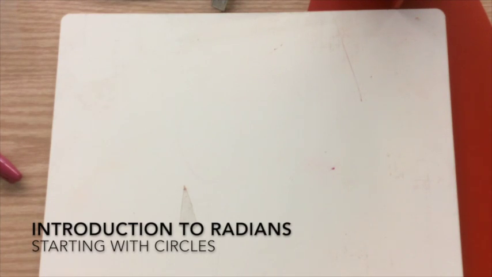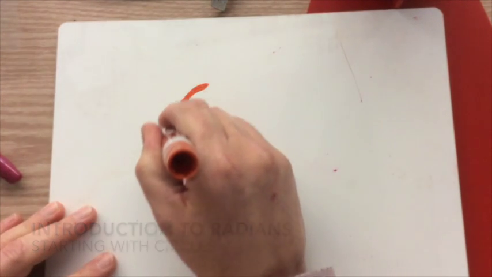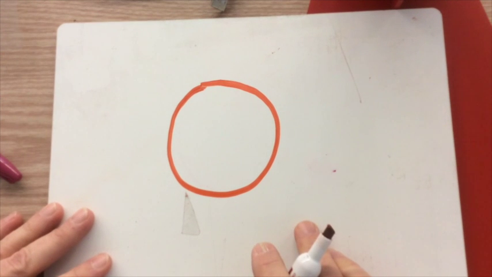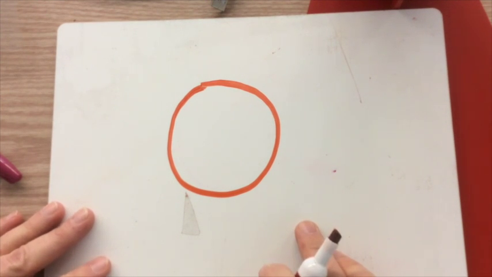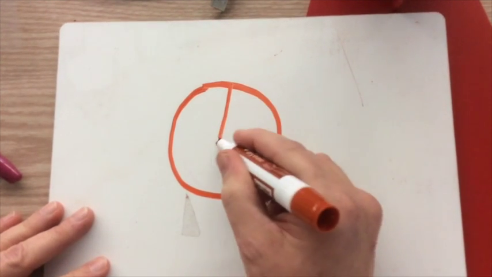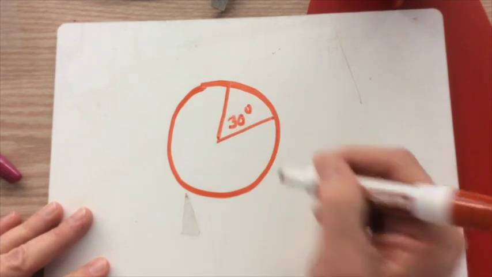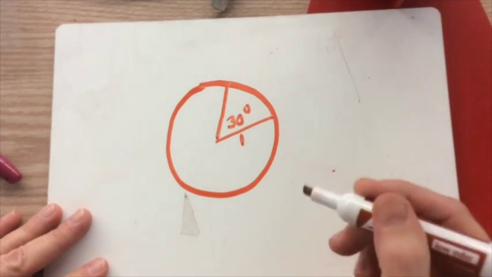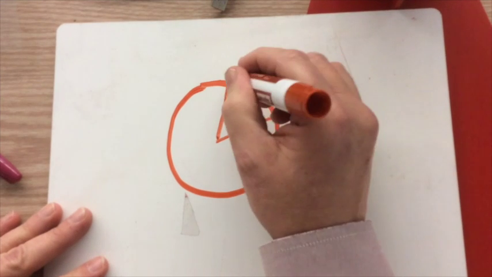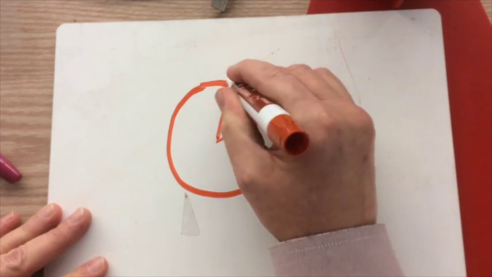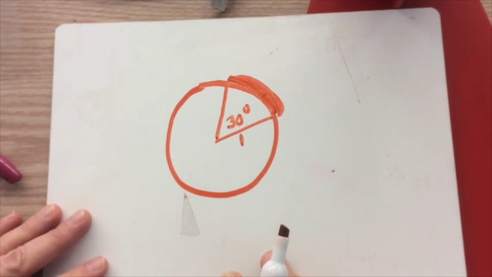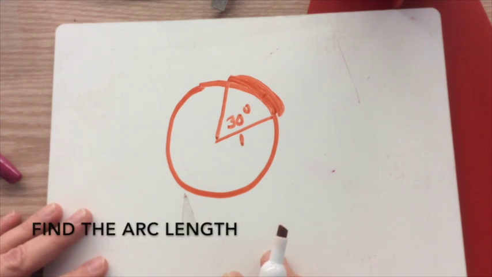Okay? And I'm going to start with circles. And let's say we have an angle here that's 30 degrees. And let's say that our circle has a radius of 1. Can anybody tell me what the length of this arc is from here to here?